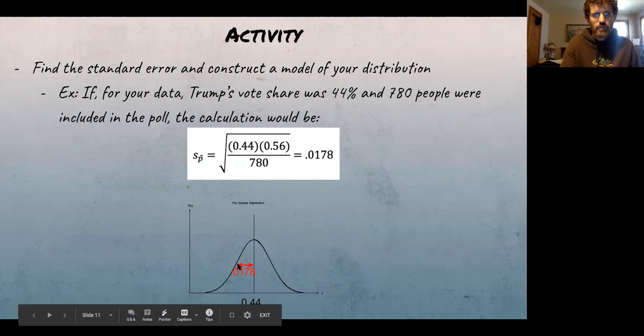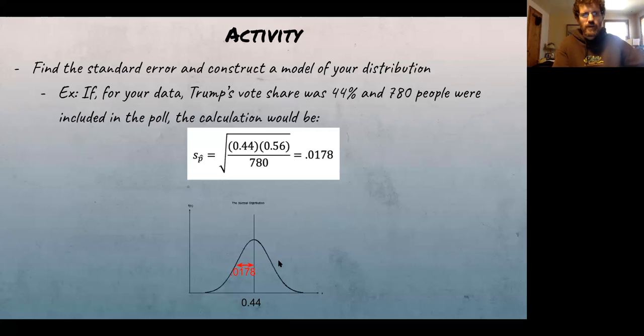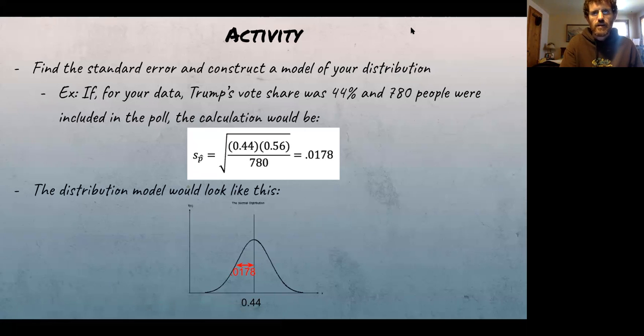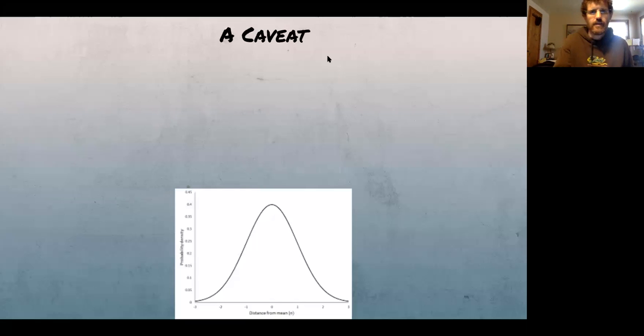And so this 0.0178 is kind of like the standard deviation of this. It's not a perfect correlation, but it's going to serve for our purposes for now. So go ahead and take a minute or two to do that. And hey, what do you see? A caveat right there.